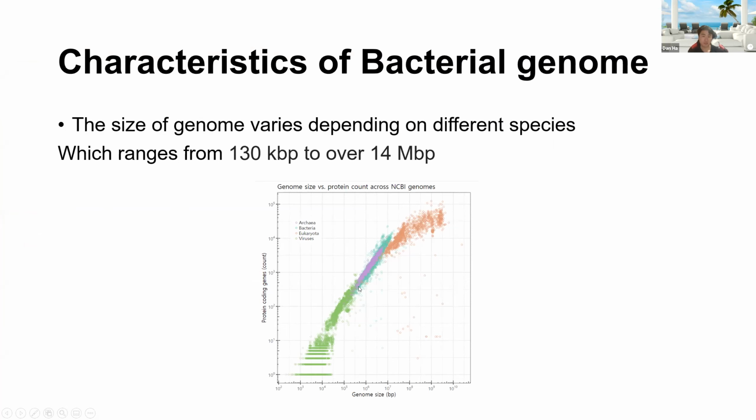So the size of the bacterial genome varies depending on which species you're working on. The smallest can get to around 130 kilobase pairs, and the largest to over 14 megabase pairs. As you can see from the plot, the genome size and the number of protein coding genes have a linear relationship in bacteria and archaea. So obviously, the bigger the genome size, the more protein coding genes you might have in the organism you're working on.